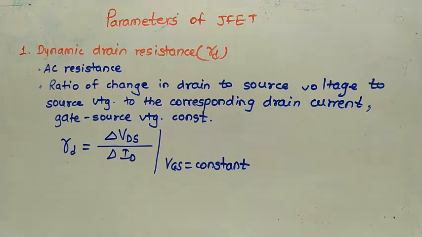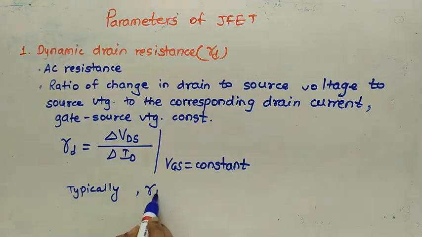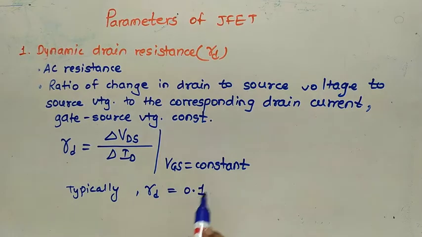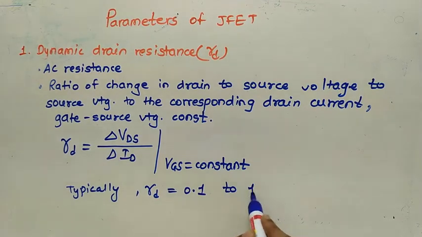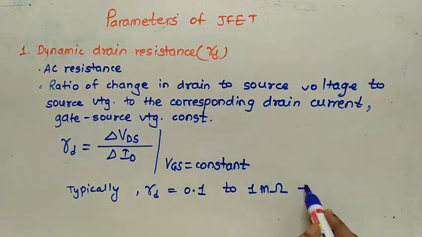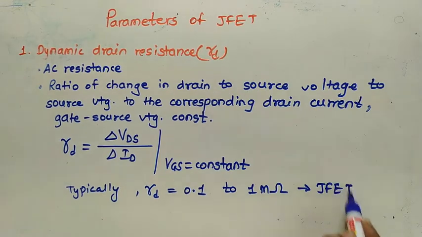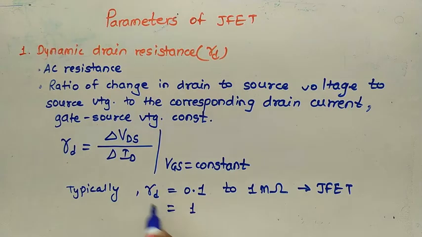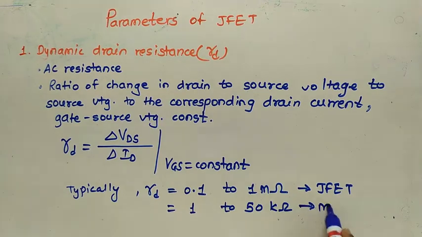So the typical value of this r_d varies between 0.1 to 1 mega ohm in case of JFET, and if we consider the MOSFET, the same values of r_d are 1 to 50 kilo ohm. This is in case of MOSFET.